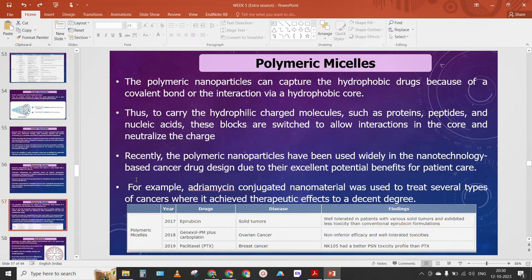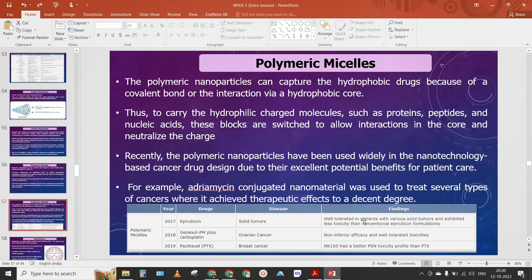Then recently, the polymeric nanoparticles have been used widely in nanotechnology-based cancer drug design due to their excellent potential benefits for patient care. For example, we have adriamycin, which we have discussed earlier also. Conjugated nanomaterials were used to treat several types of cancers, which has achieved therapeutic effects to a decent degree. Here are some case studies: polymeric micelles have been conjugated with different kinds of drugs like epirubicin, genoxol, carboplatin, and paclitaxel, which lead to the cure of cancers like solid tumors, ovarian cancer, and breast cancer.